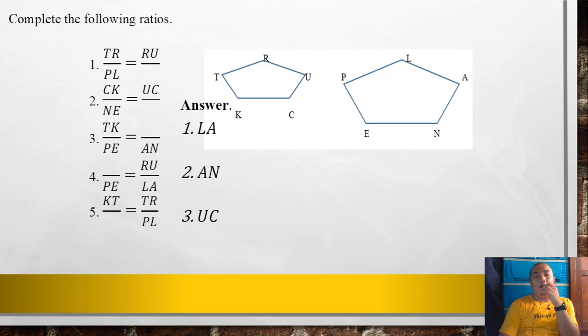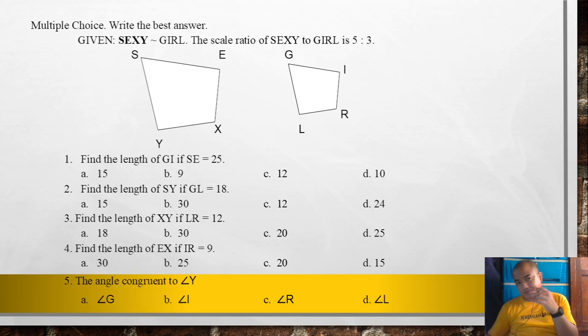Number 4, RU over LA is equal to blank over PE. Yes, TK. And number 5, KT over PE or EP is equal to TR over PL.